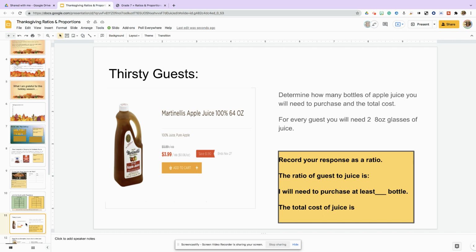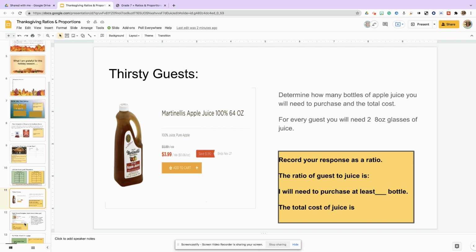Thirsty guests, because what would a party be without some Martinelli's apple juice? And the students will have to determine how much juice they will need and how many bottles, as well as the cost, given the number of guests.